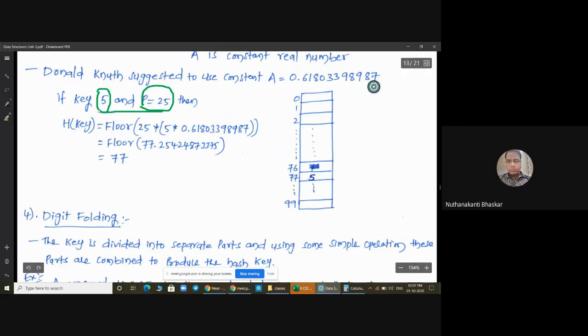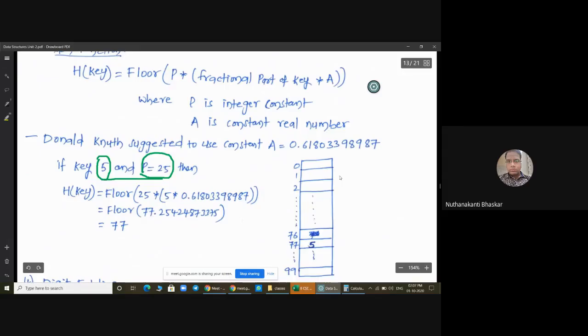But when you use only these two points, 25 into 5, what is the value? 125. Now we have to store this 5 at index 125. We are going to store at 125. Here this is taking a big value.